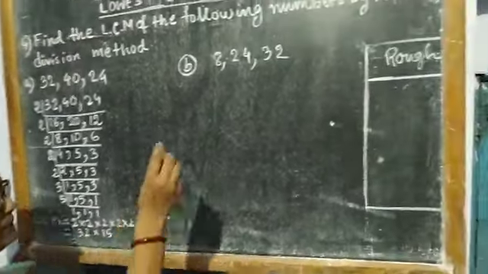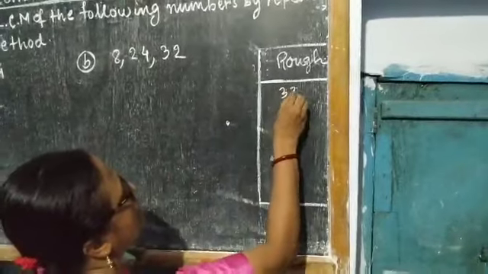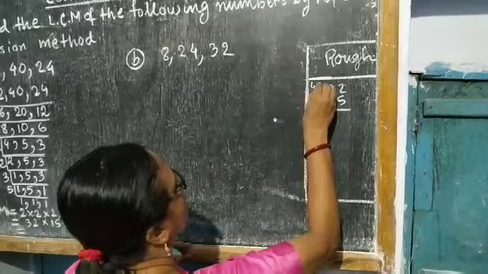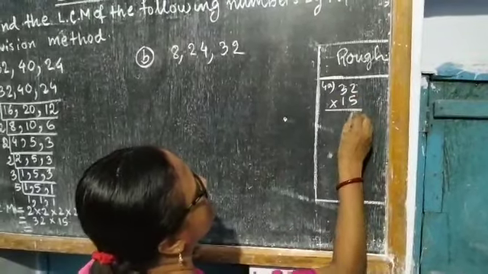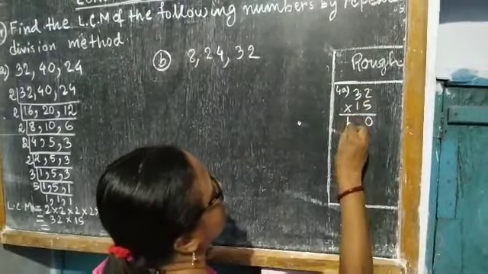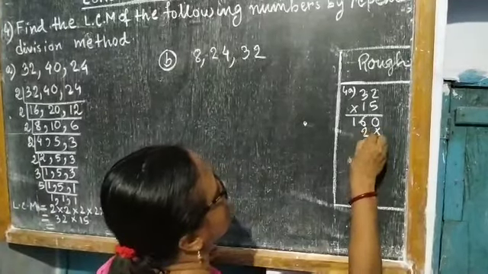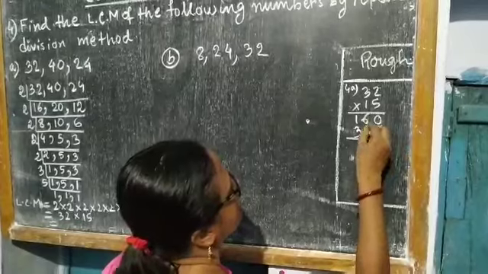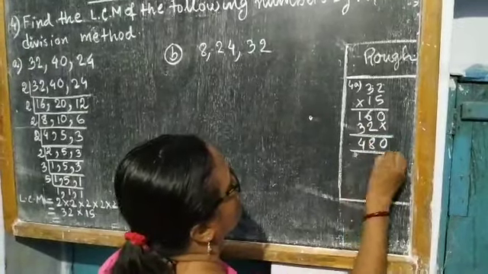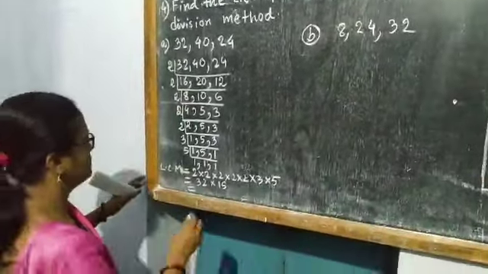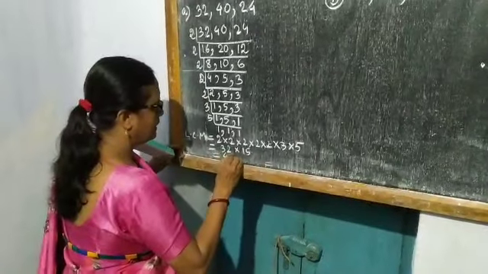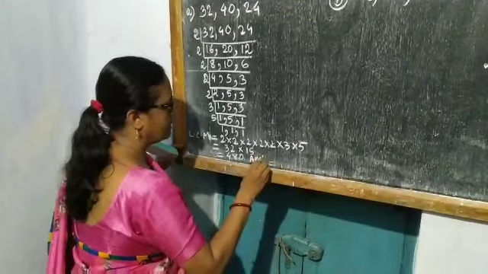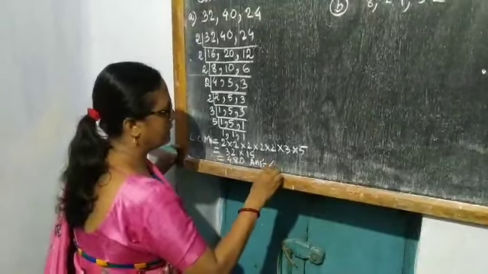So now multiply. Do it in the graph. 32 into 15. 5 2's are 10, 5 3's are 15, 16; 2 1's are 2, 3 1's are 3. So 0, 8, 4. So the answer is 480. So the right answer is 480.